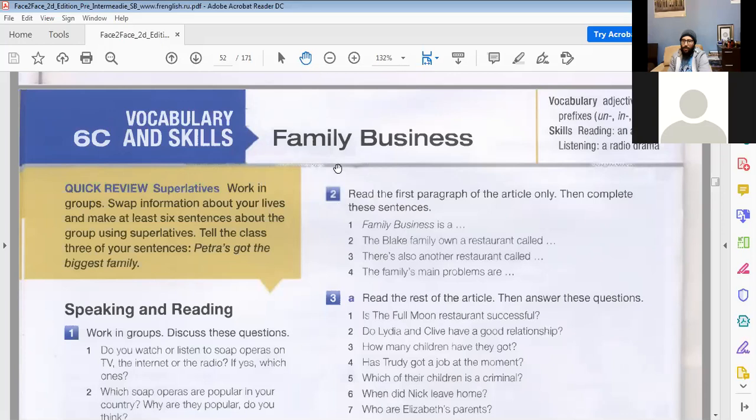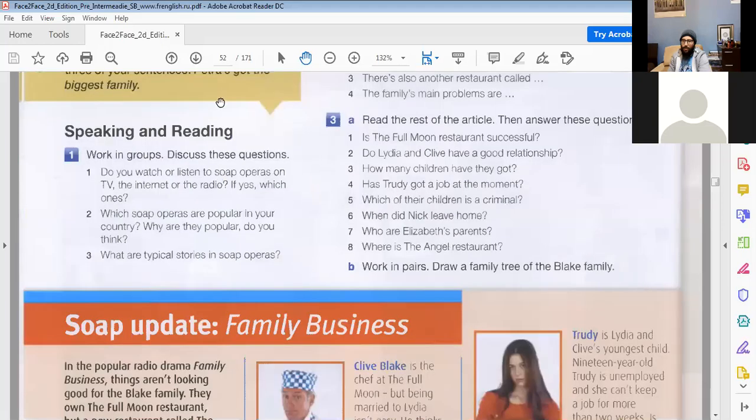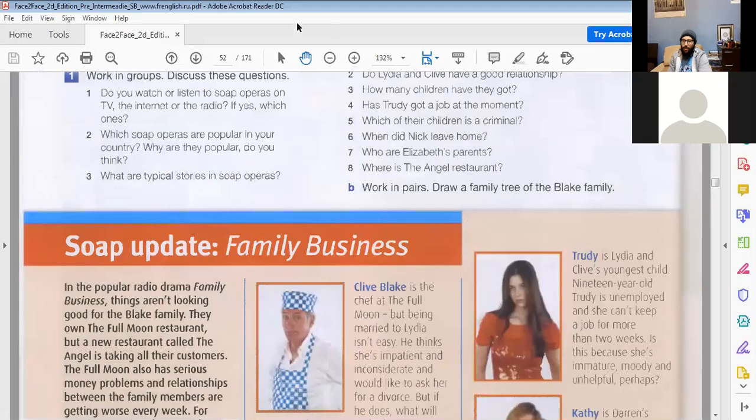So in this lesson, we'll talk a little bit about this. But before we do that, we're going to talk about soap operas. This word, I think you've seen it before, but maybe some of you don't know it. Who can explain what this word is in English? Soap operas. What's a soap opera? Who can explain it?